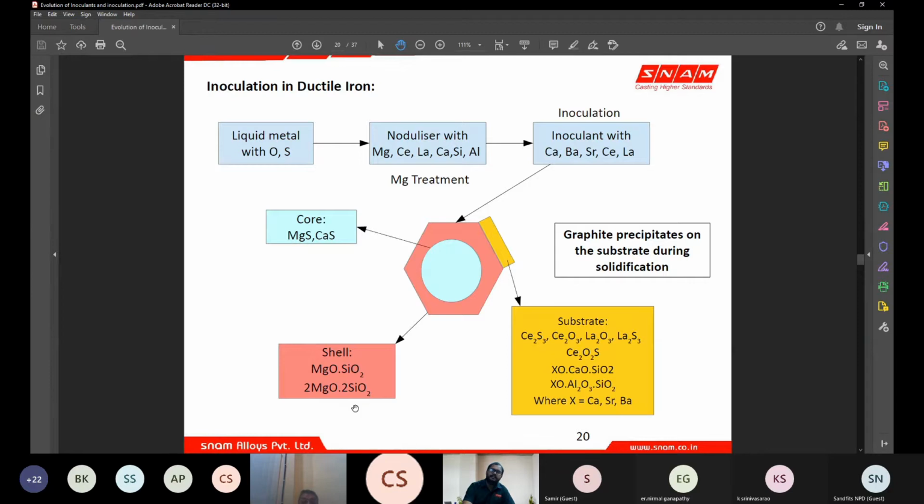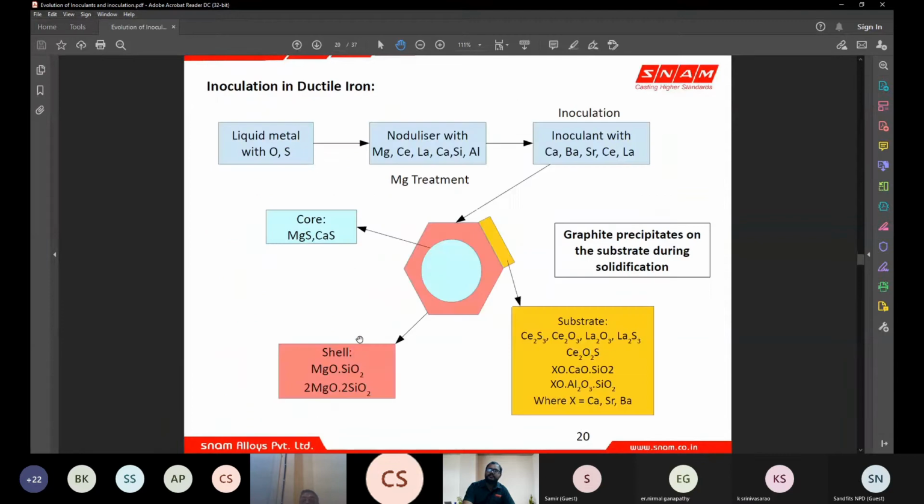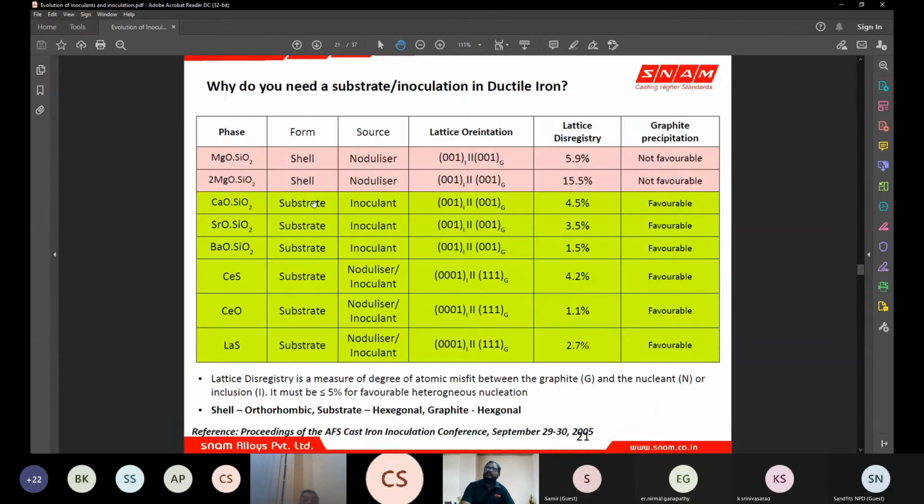You already have a silicate shell, and as we had seen previously, if there is a shell and graphite nucleation is happening, then here you already have a shell, so you should have had direct graphite precipitation on top of this. Why do we need inoculation in ductile iron? Why do we need this separate substrate in ductile iron? The reason is there is a compatibility issue. The carbon which is about to precipitate as graphite will be hexagonal in crystal structure. So this solid should have a compatible platform to which it can attach and then start growing.